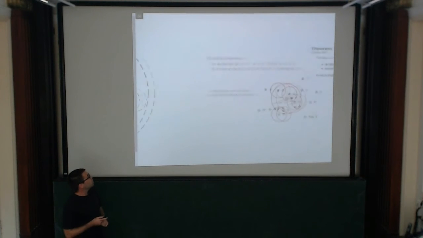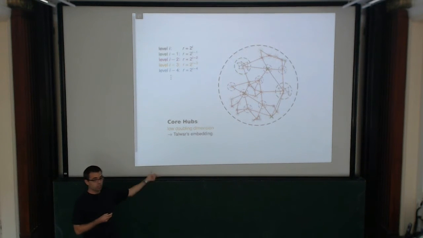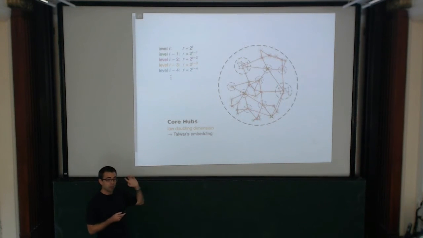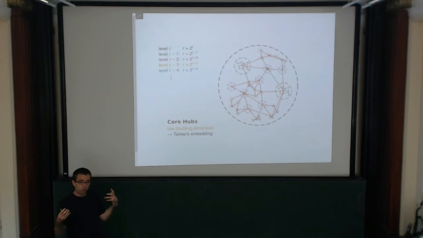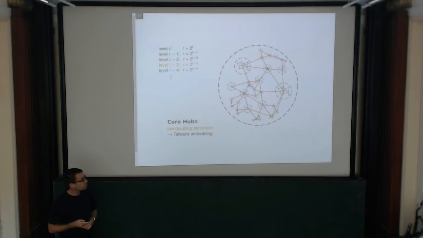Now what we do is we take the core hubs, which we prove have low doubling dimension, and then we compute one of these embeddings given by Talwar's result on the core hubs. And now I want to connect the embeddings of the subtowns through the embedding of the core hubs. That's the rough idea.